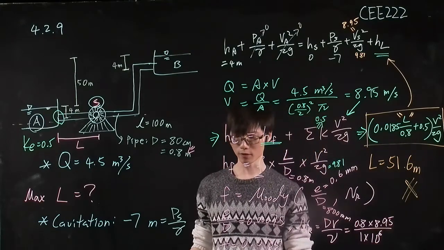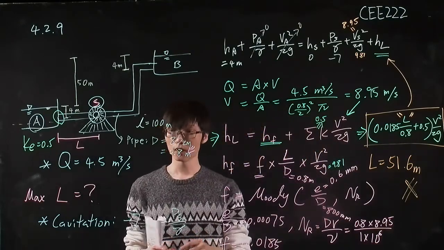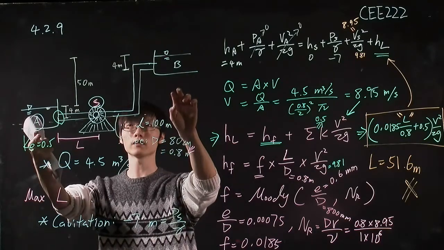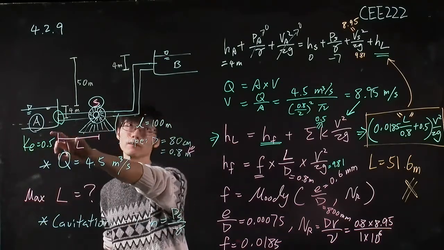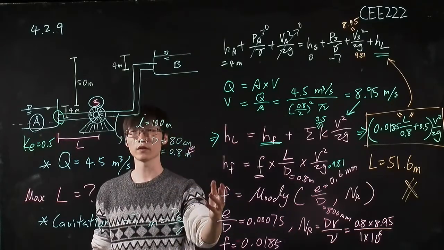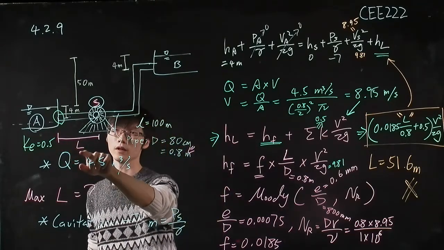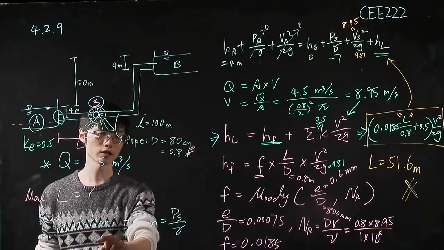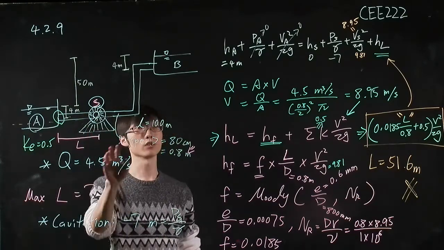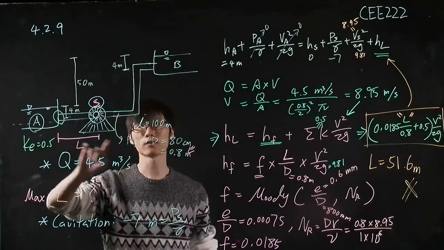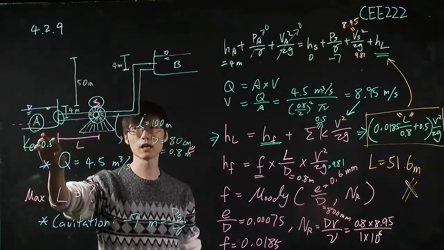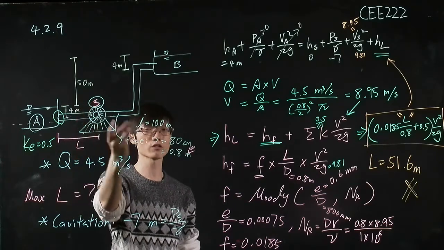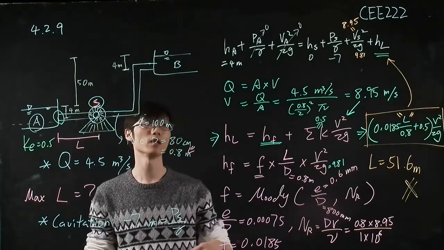Okay, so we have solved this problem. Let's do a quick review. You have two reservoirs, and you use a pump to pump the water from reservoir A to reservoir B. How do you solve the maximum distance L to place this pump without any cavitation issue? Here we use the energy balance equation at point A and point S, which is the location where we place the pump.